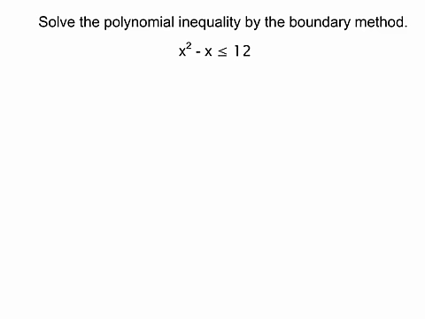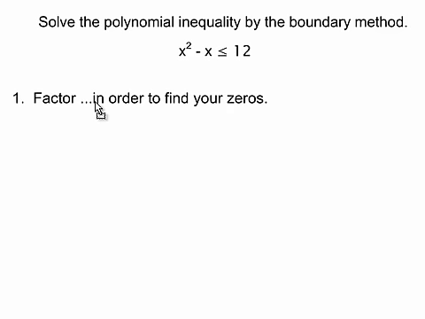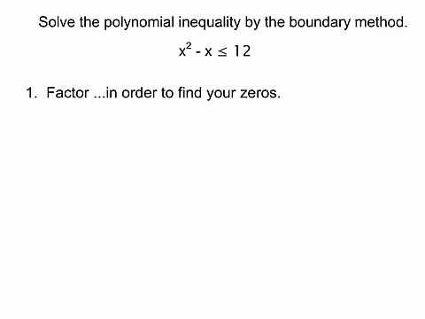Solve the polynomial inequality by the boundary method. We have the inequality x squared minus x is less than or equal to 12. In order to solve this by the boundary method, number one, factor.